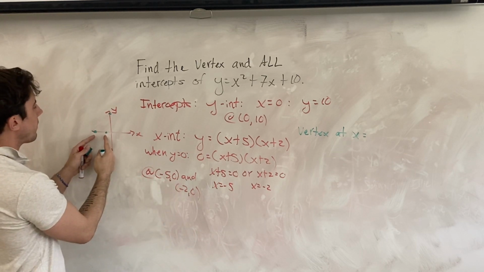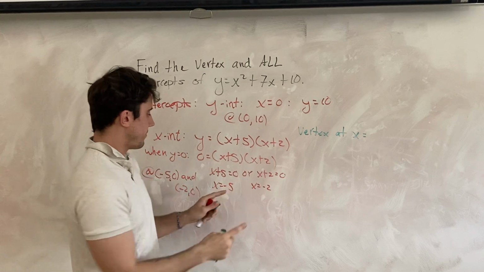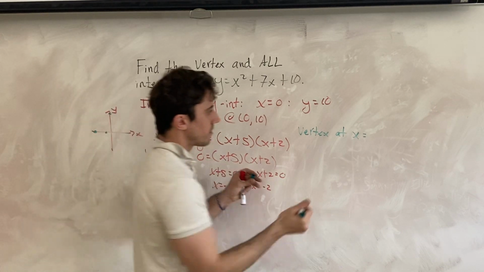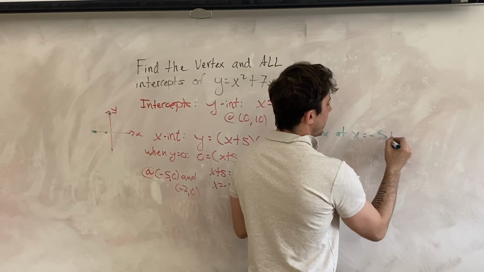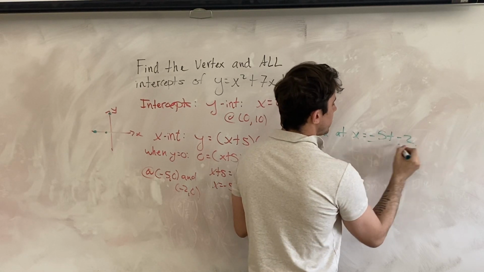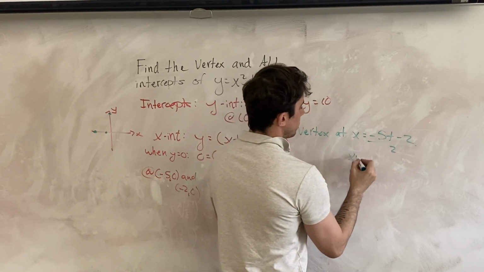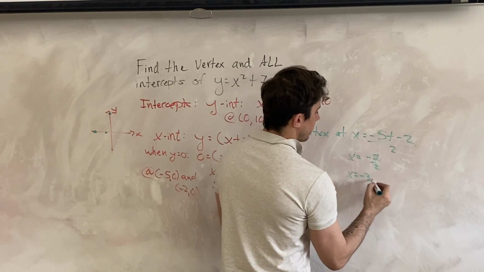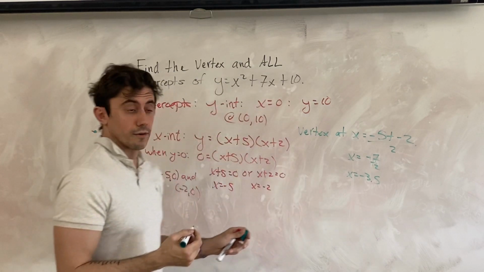And so where is the middle of negative 5 and negative 2? Well, you can think of that as the average of negative 5 and negative 2, right? And to get the average of any two numbers, we just add them together and divide by 2. And so that means negative 7 over 2. And so x is negative 3.5, okay?